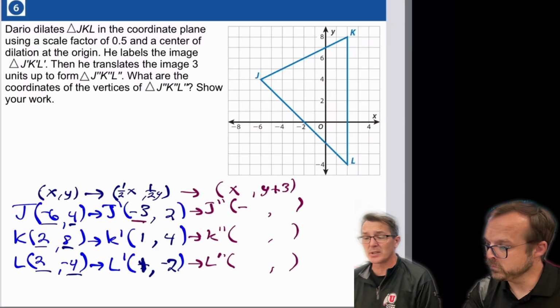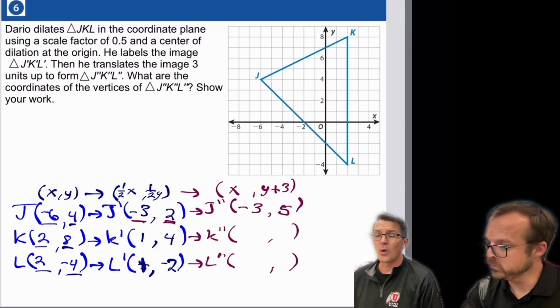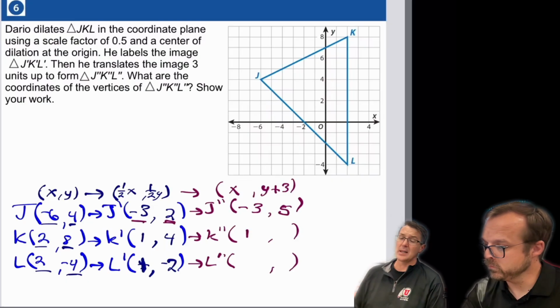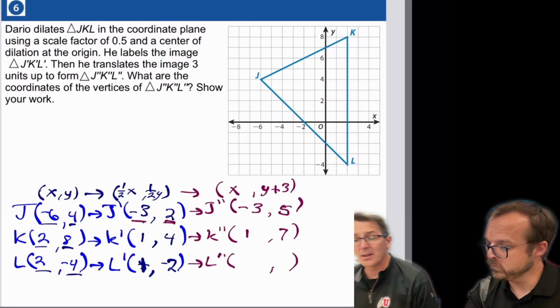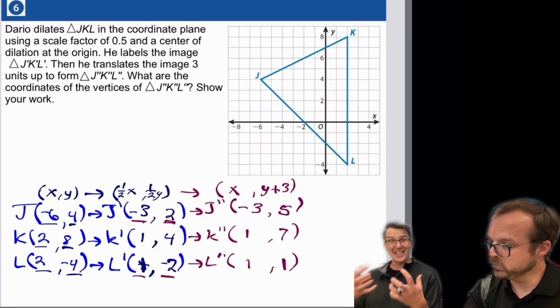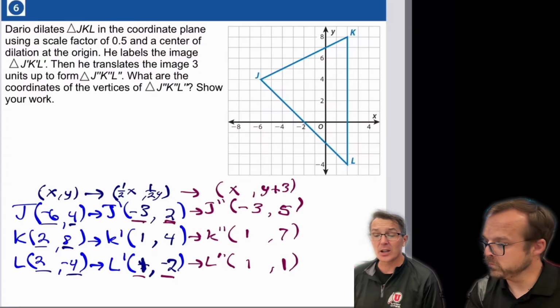So now I go to my primes there, and J prime. X stays the same, so it's -3, and Y is 2 + 3, which ends up being 5. 1 stays the same, and 4 + 3 ends up being 7, and 1 stays the same, and -2 + 3 gives me 1. So if I want to graph this now, I can easily go about doing that.